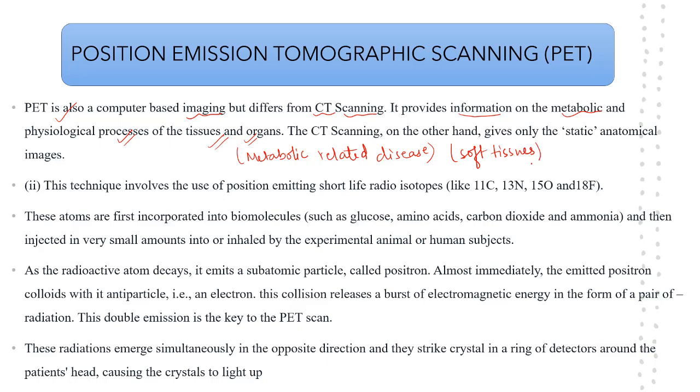The CT scanning, on the other hand, gives only the static or anatomical images, but the PET scan gives the static anatomical along with the physiologic images of that particular tissue or organ.